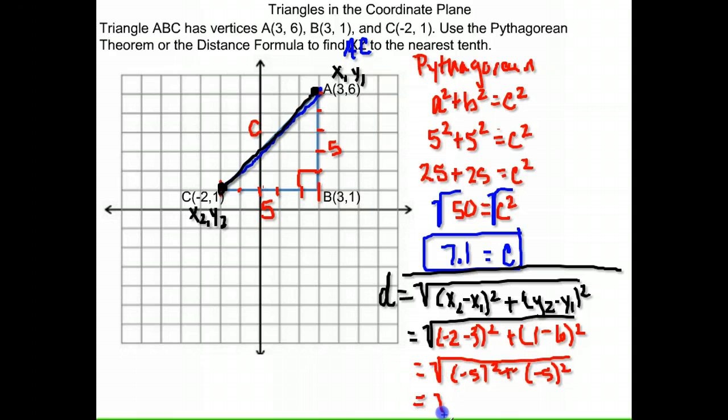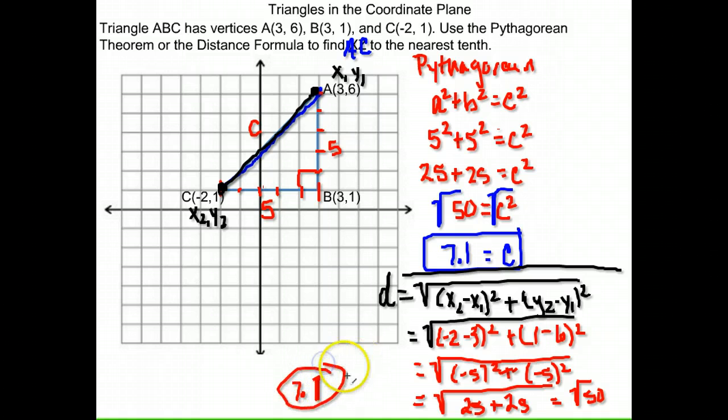Square each of those, remembering that a negative times a negative is a positive. Negative 5 times negative 5 is positive 25. Negative 5 times negative 5 is positive 25. So I get 25 plus 25 is 50, and then I take the square root of 50 and I'm done. So again, my distance is the square root of 50, which is 7.1. So you can see you get the same answer whether you use the Pythagorean theorem with this right triangle or the distance formula, finding the distance from point A to point C.